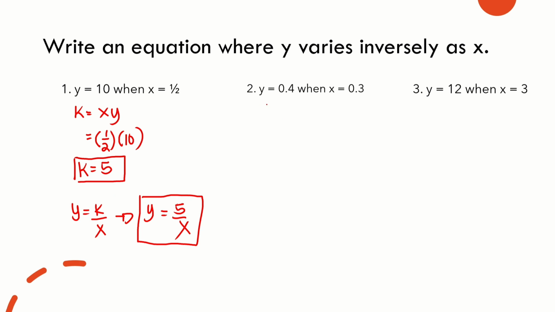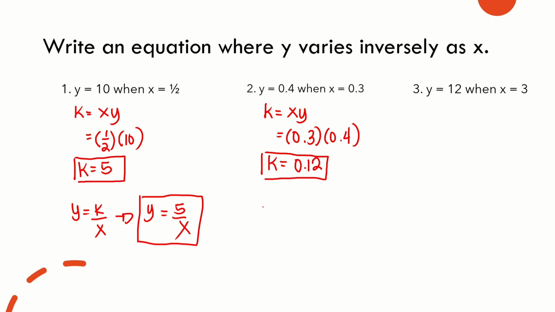Next, let's have example number 2. We do the same procedure. First we solve for k, that is x times y. That is 0.3 multiplied by 0.4. When you multiply this, the product of 0.3 and 0.4 is 0.12, and this is our constant of variation. Next is our equation of variation. y is equal to k all over x is now y is equal to 0.12 all over x.